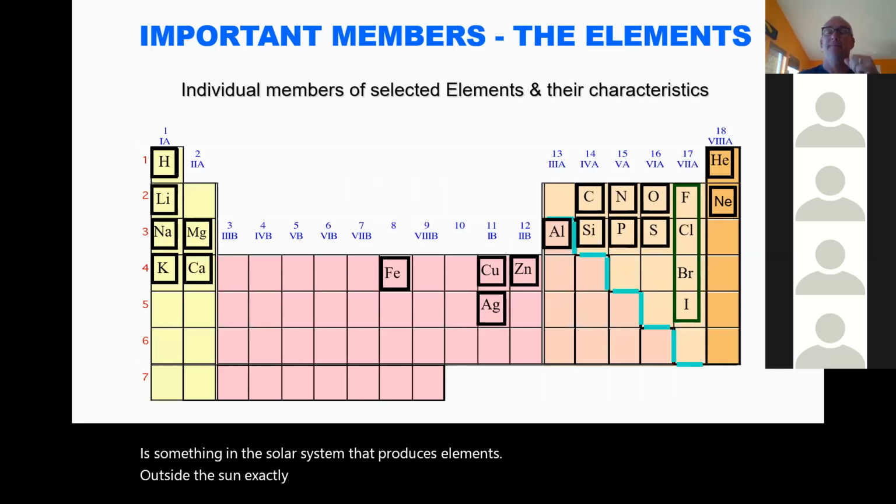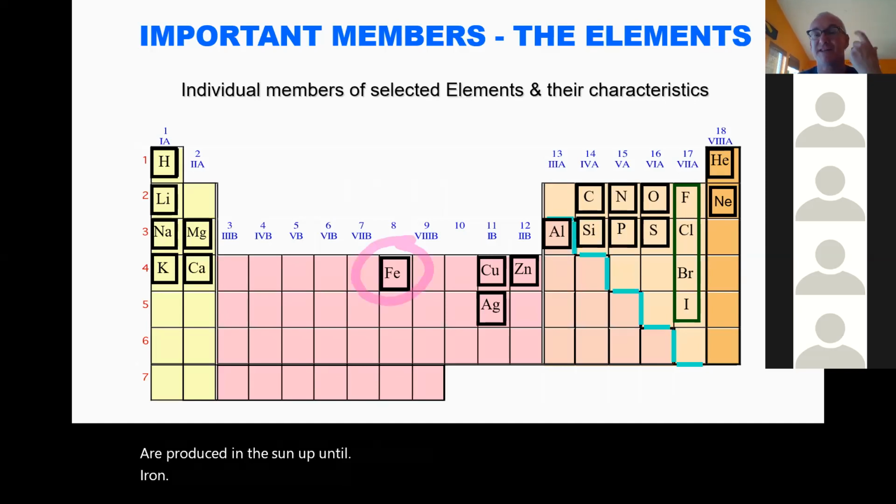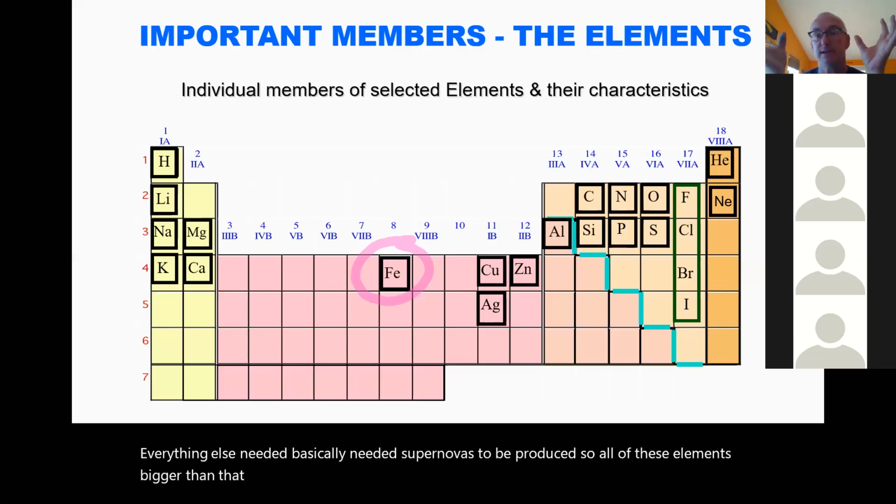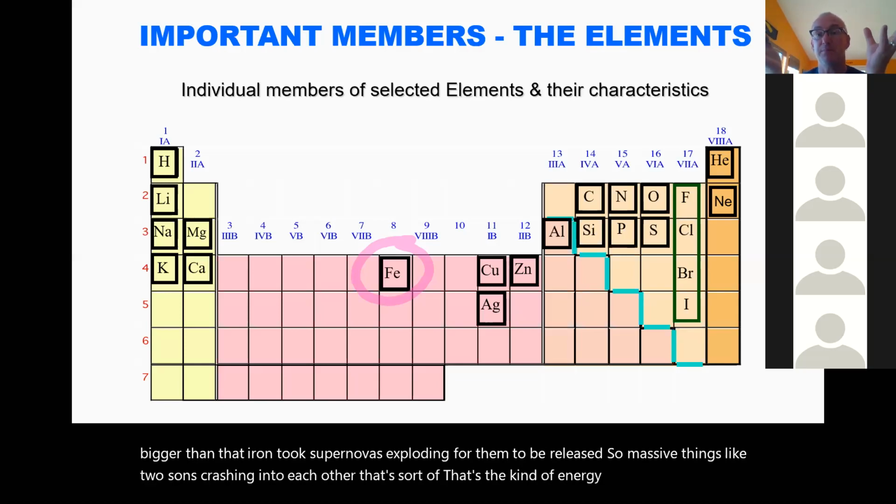All of these elements are produced in the sun up until iron. Our sun can only produce elements up until iron. Everything else basically needed supernovas to be produced. So all of these elements bigger than iron took supernovas exploding for them to be released. So massive things like two suns crashing into each other, that sort of thing. That's the kind of energy you need to make these big elements.